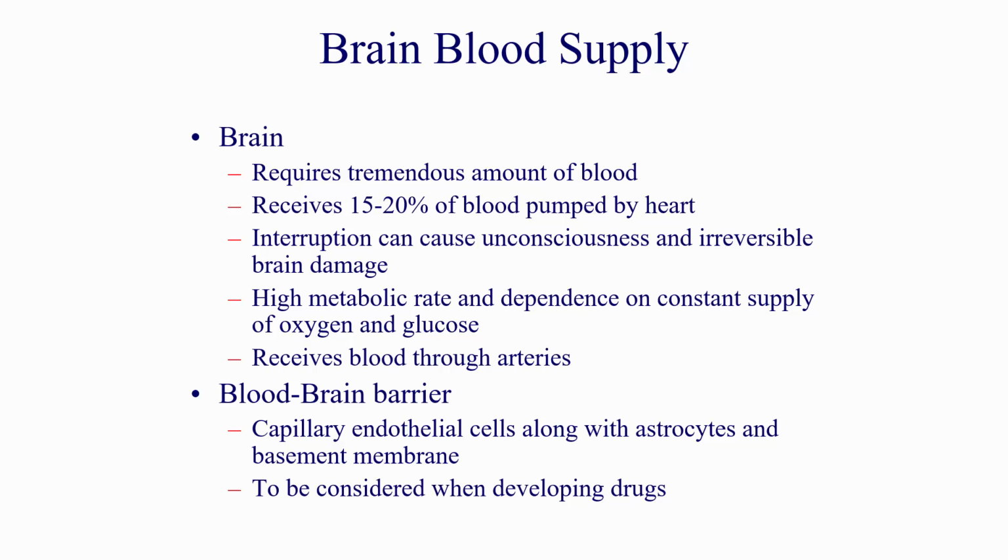And so looking at the brain blood supply, the brain requires a tremendous amount of blood. It receives 15 to 20% of blood pumped by the heart. Again, 15 to 20% of the blood pumped by the heart. Interruption can cause unconsciousness and irreversible brain damage. The high metabolic rate and dependence on a constant supply of oxygen and glucose makes it very important that this blood continually flows, is pumped to the brain. And the brain receives blood through arteries.